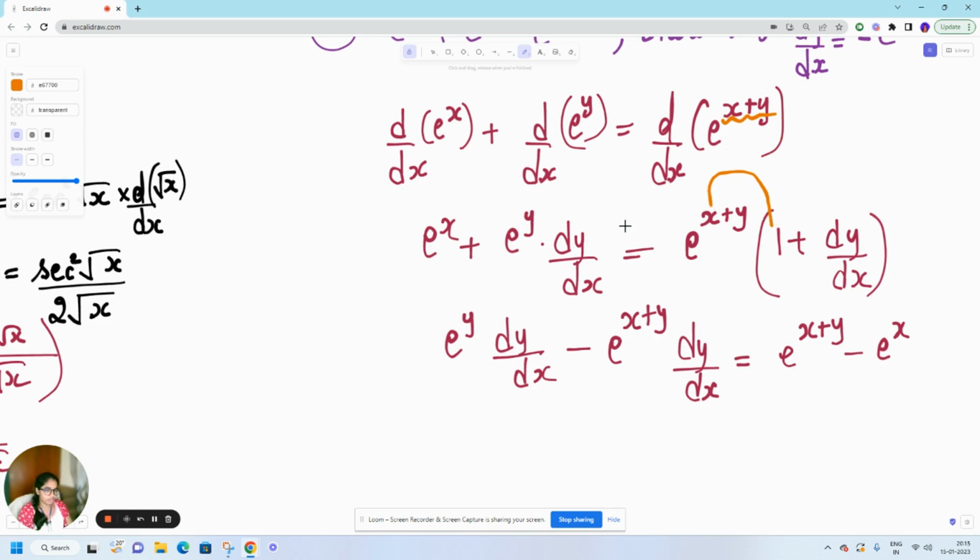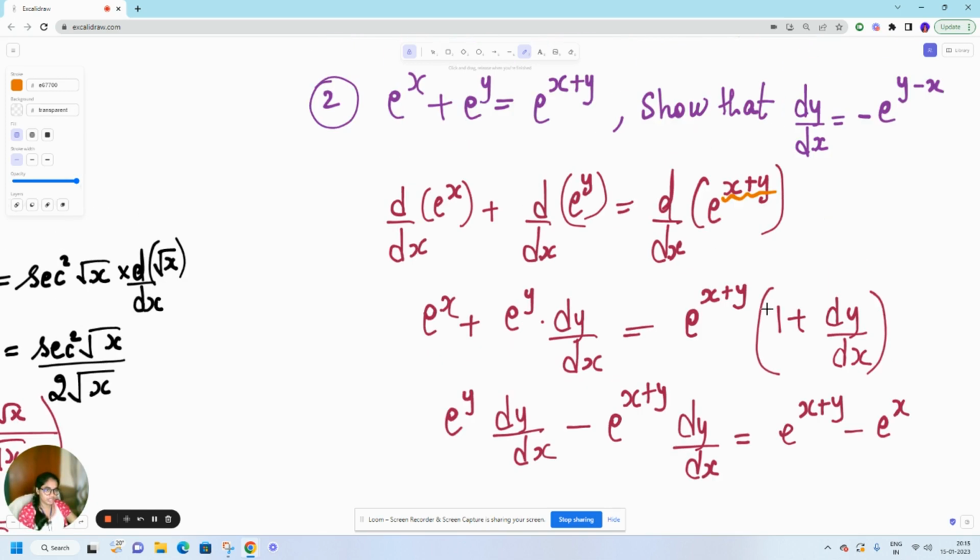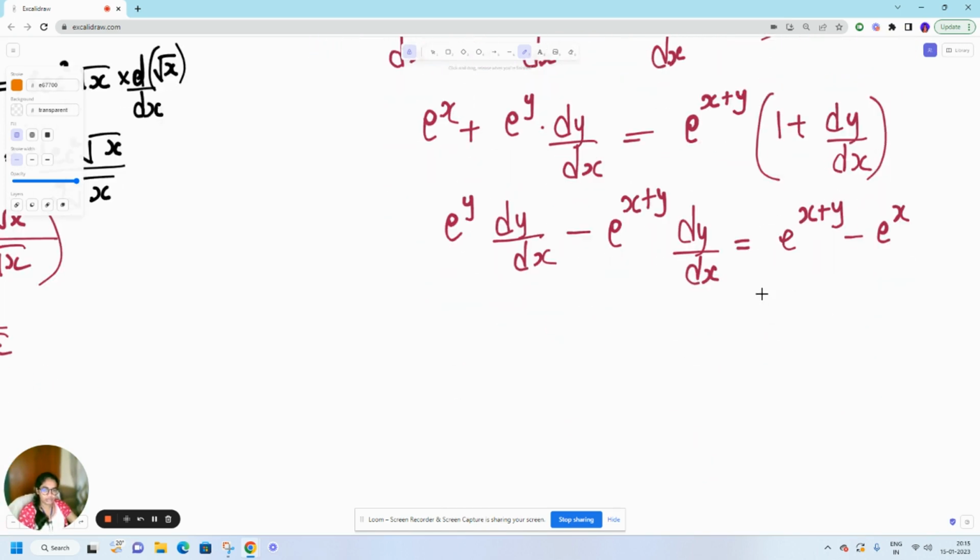Now we haven't arrived at the solution yet. So let me simplify this.